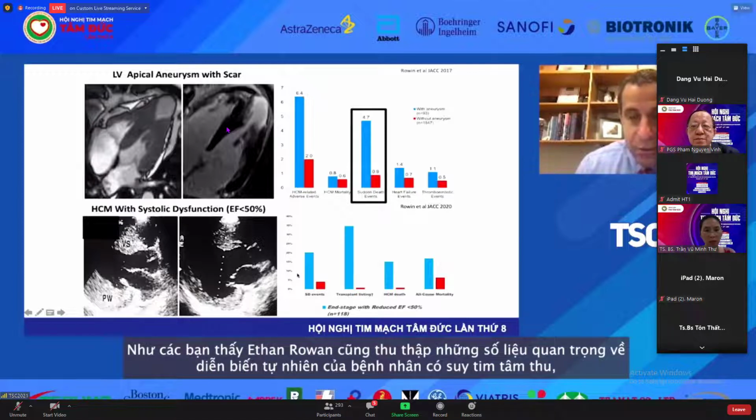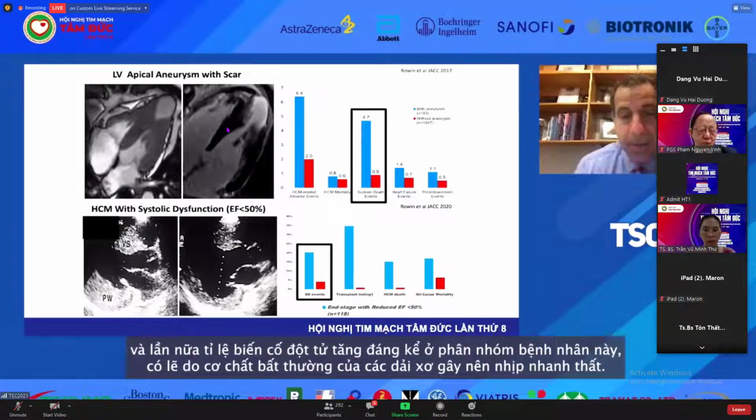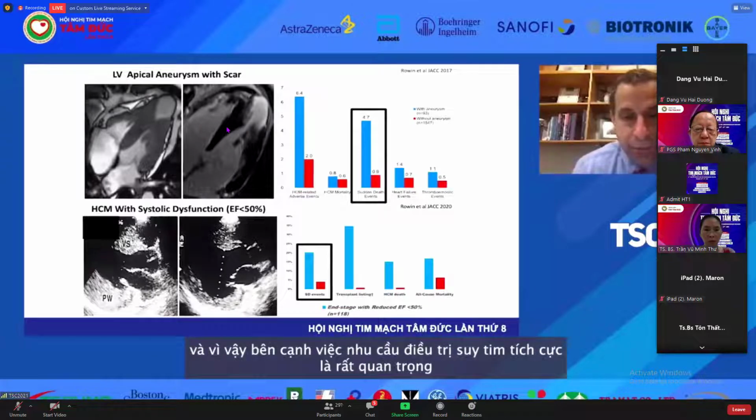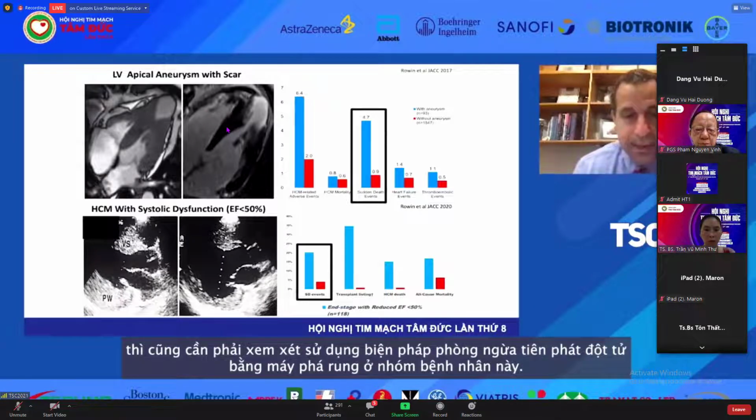And as you can see, Ethan Rowan as well put together important data about the natural history of HCM patients with systolic dysfunction, again showing you that sudden death event rates are increased significantly in this subgroup of patients. Again, probably largely due to the abnormal substrate of fibrosis, again providing another nidus for ventricular arrhythmias. In addition, these are young patients often who develop this, who will require advanced heart failure therapy, sometimes even heart transplant, and therefore the need or rationale to bridge them to a definitive heart failure treatment is obviously really critical. And so it's very reasonable for all those reasons to consider primary prevention device therapy for these patients.